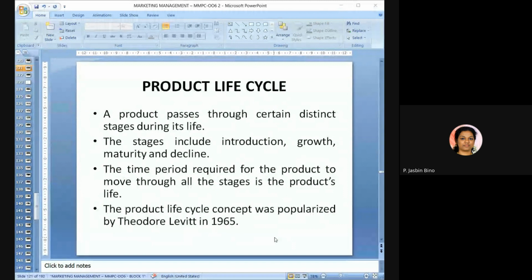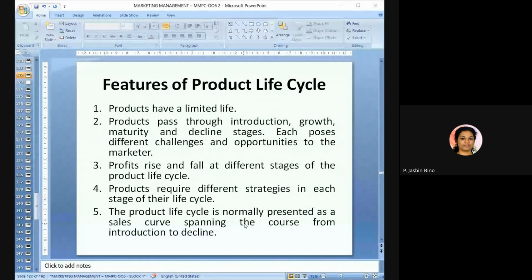The time period required for a product to move through all these stages is normally called the product's life. The product life cycle concept was popularized by Theodore Levitt in 1965. So these are the features of the product life cycle. Normally, products have a limited life. They pass through different stages like introduction, growth, maturity, and decline stage.